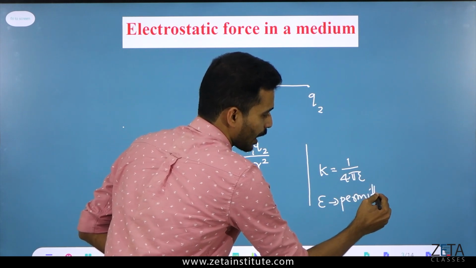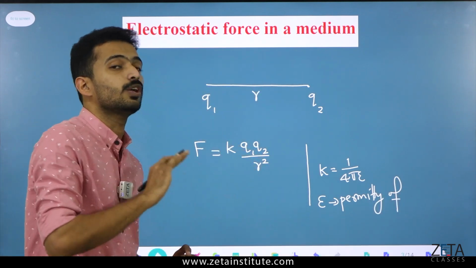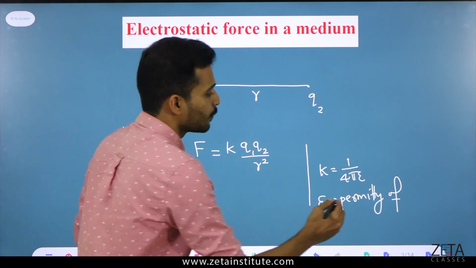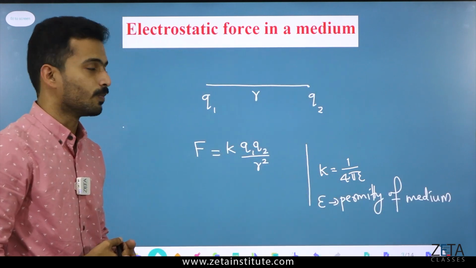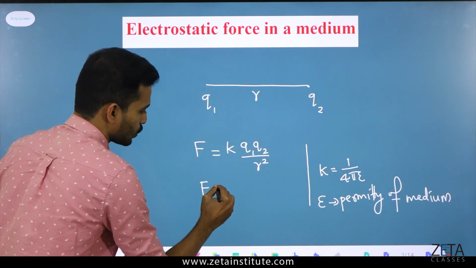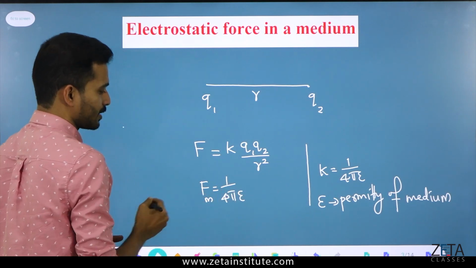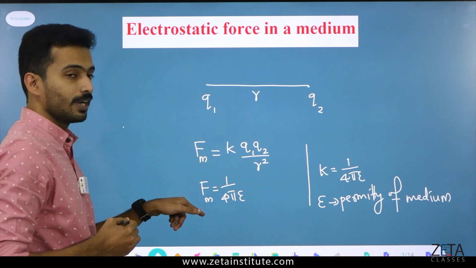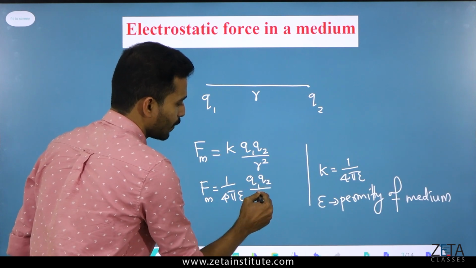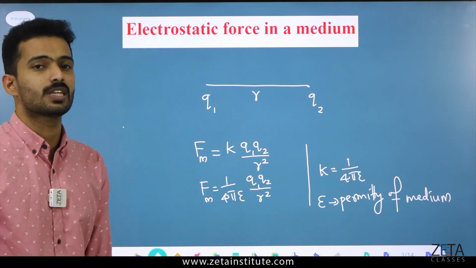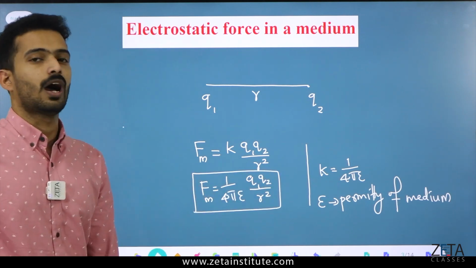Last time we discussed epsilon 0, or epsilon naught, which is the permittivity of free space. Here epsilon is the permittivity of the medium. So we can write F is equal to 1 by 4 pi epsilon. Since we are placing it in a medium, we can write Fm, force in medium, that is 1 by 4 pi epsilon Q1 Q2 divided by r square.